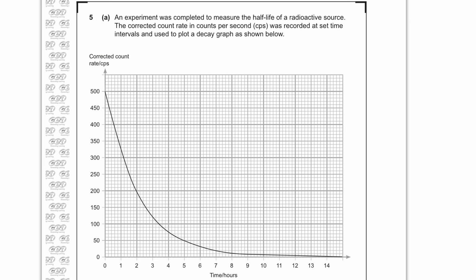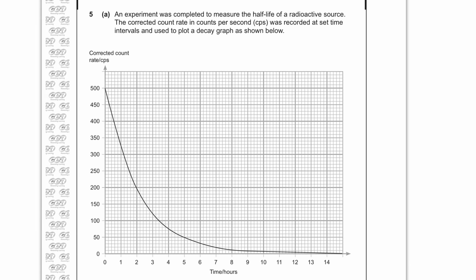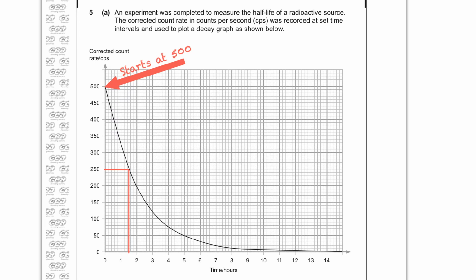(5a) An experiment was completed to measure the half-life of a radioactive source. The corrected count rate in counts per second was recorded at set time intervals and used to plot a decay graph as shown below. Use the graph to find a value for the half-life of the radioactive source. You're advised to show clearly how you get your answer. So firstly, we note that it starts here at 500, and then we want to look at when it halves, and so we're looking at the time taken for it to reach 250, so that's the first point we would mark on the graph. And you can see that's about an hour and a half.